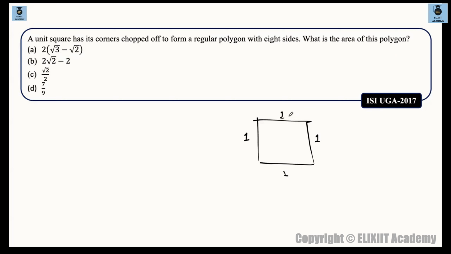A unit square is taken and the corners are chopped off. अच्छा, the corners are chopped off. तो ये हो गया corners. Corners are chopped off. यहां से भी chopped off, यहां से भी chopped off, और यहां से भी chopped off to form a regular polygon with 8 sides. Okay, fine. ठीक है. अच्छा, यहां से जब chop off हो रहा है ना, तो one thing तो we can clearly see from here कि ये right angle triangle है.